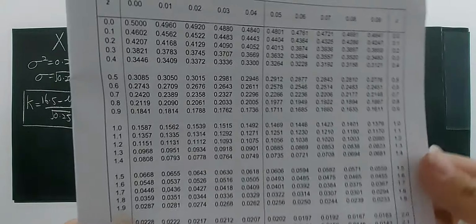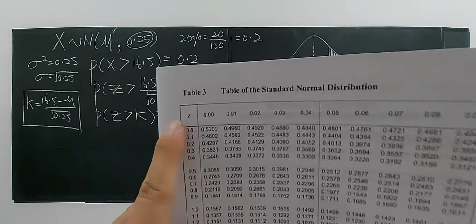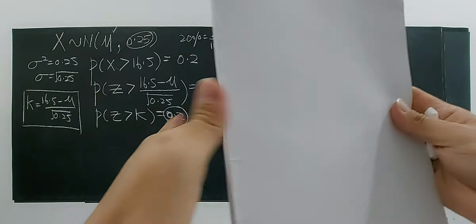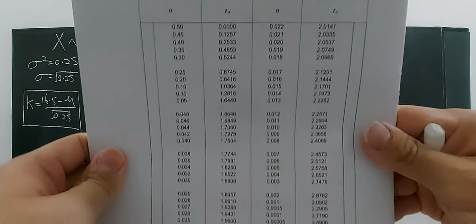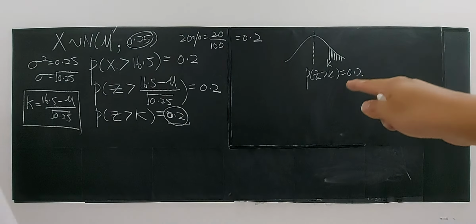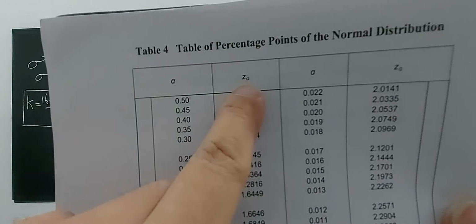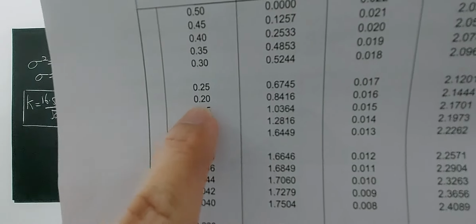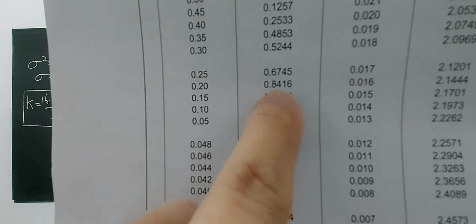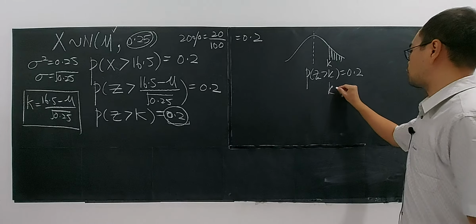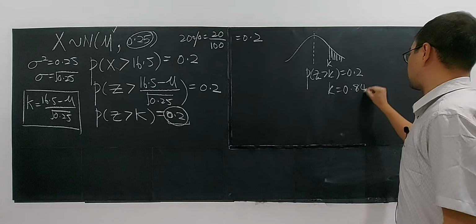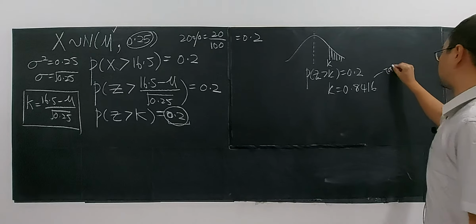If this happens, you go for another table. You're not using Table 3, we're using Table 4, at the end of the page of the statistical book for matriculation. You look at the alpha value here. Is there any 0.2? Yes, 0.2. The Z score corresponding to 0.2 is 0.8416, which means the value of k is 0.8416 using Table 4.